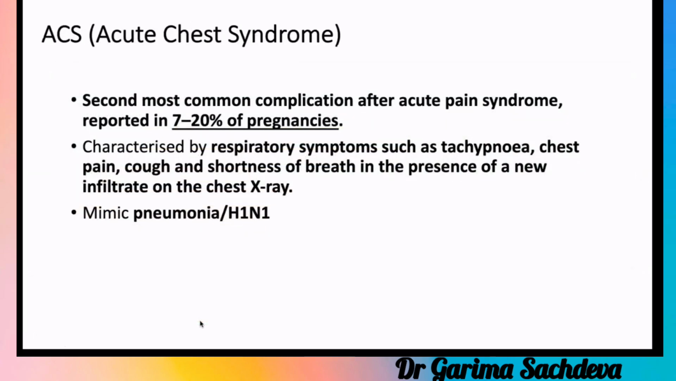Coming over to the next complication, acute chest syndrome. It is the second most common complication after acute pain syndrome, seen in 7 to 20% of the cases, and it has symptoms like pneumonia or H1N1. So there are respiratory symptoms like tachypnea, chest pain, cough, shortness of breath in the presence of new infiltrates on the chest X-ray. And how do you manage acute chest syndrome?